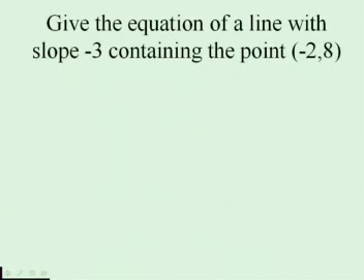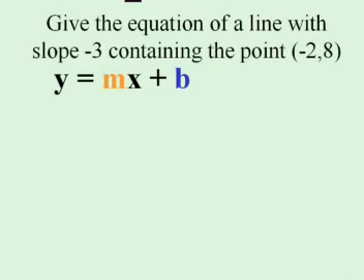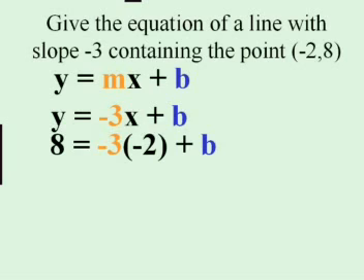Let's try it again. Make sure you can follow it. I'm going to get the equation of a line with the following clues. A slope of -3, and it contains the point -2, 8. Well, this got negatives coming all out of the place. I'm going to use my general equation, put in the slope that they give me, and now I've got to make that b fit. Well, let's put in the first coordinate for x and the second coordinate for y.